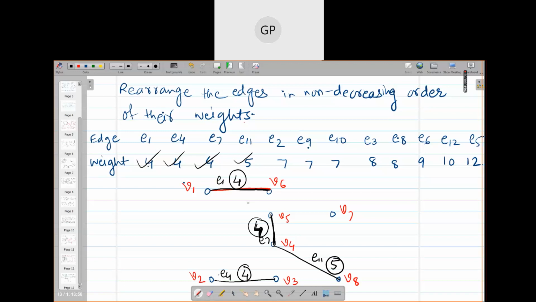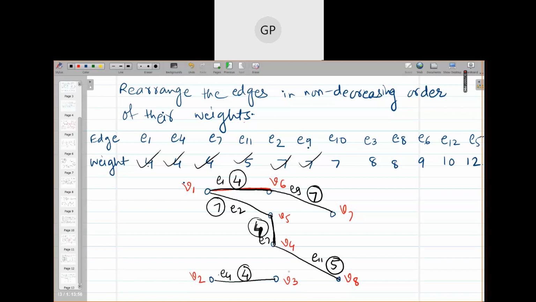E2 has 7 weight. I can include E2 also here. It is not creating any circuit. So E2 I have included. E9. If I include E9, what else is remaining? E9 also I have included. Only one edge I should have, because right now the graph is not connected. The connection of V3 and V2 with this graph is still remaining.